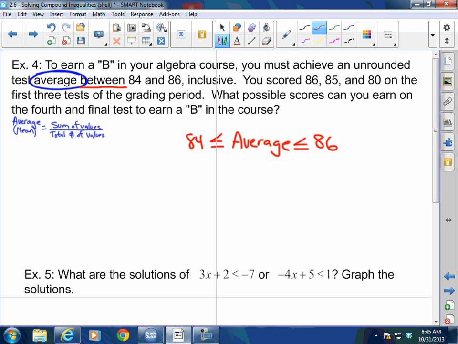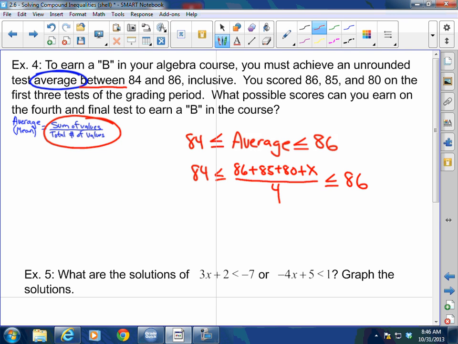Okay. Didn't we just define average as the sum of values divided by the total number of values? So let's plug in. 84, the average. The average here is an 86 plus an 85 plus an 80 plus x on the fourth test divided by 4 tests less than or equal to 86. Does everyone see clearly what I just did there? All I did was set it up nice and easy, step by step. Does that make sense, my friends?